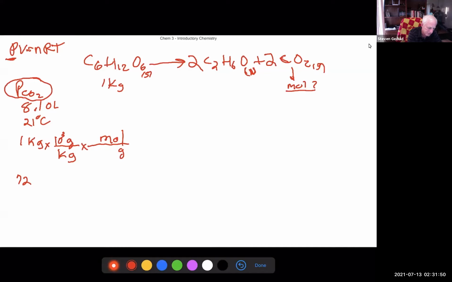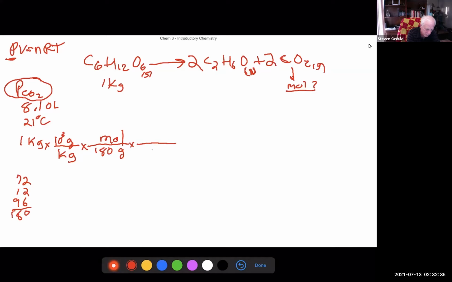And I have 12 hydrogens, and I have 6 oxygens. So 6 times 16 equals 96. Let me get my calculator out. I don't want to make a mistake on you guys here. Let me just double check. Carbon is 12 times 6, 72, plus 12, plus 96, 180. Yeah, that looks right. Okay, 180 grams per mole. So that's the molecular weight of glucose.